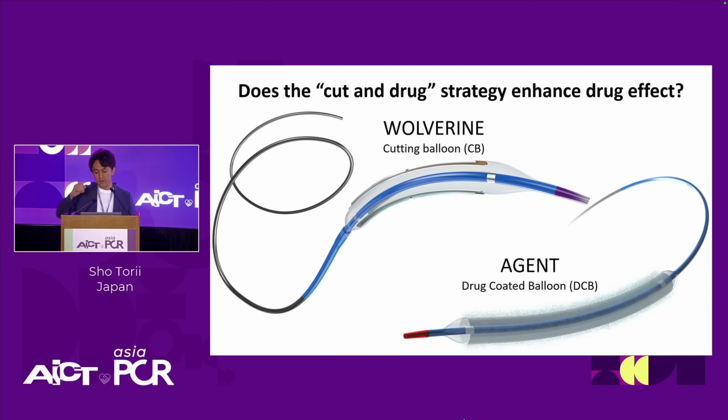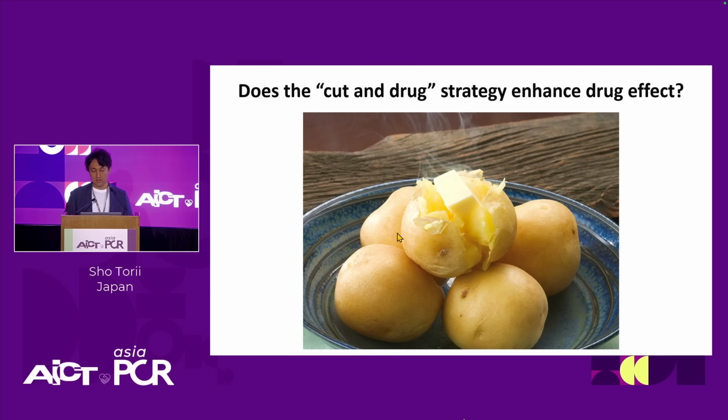So in Japan, this is a very famous Japanese food. We have jaga butter in Japanese. It's butter with potato. So if we cut the surface of the potato, we are sure that this jaga butter will be good, right? So cut the surface, maybe put a drug, can be good, but it's just theoretical.